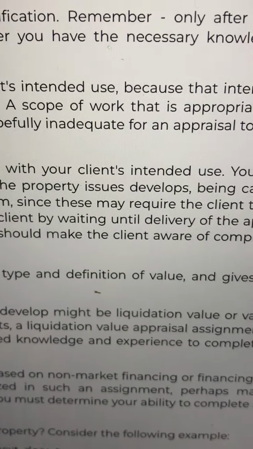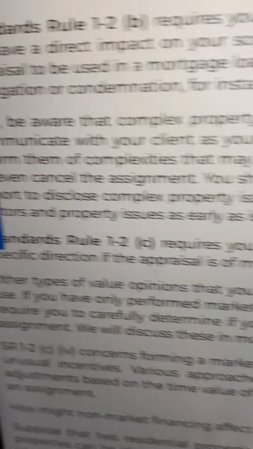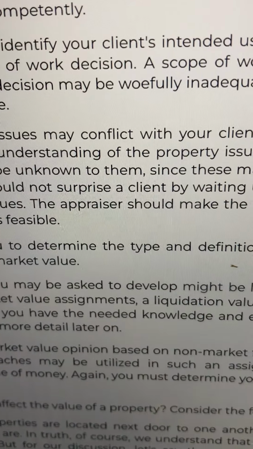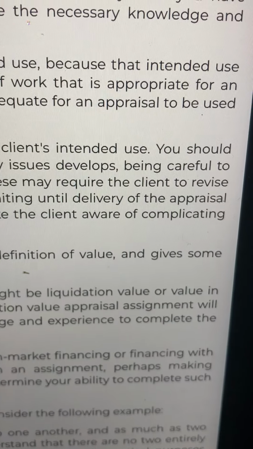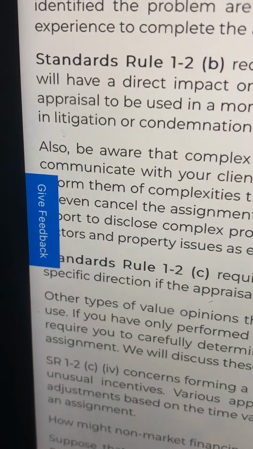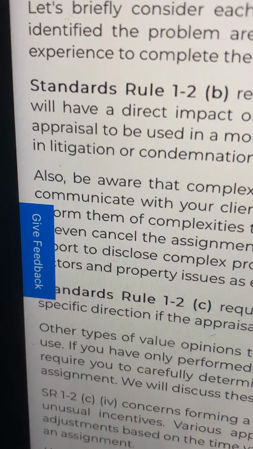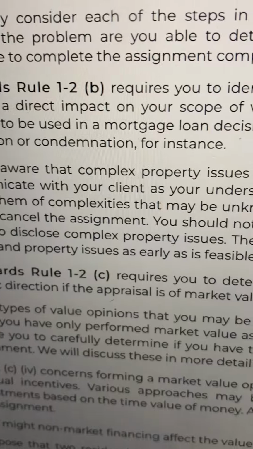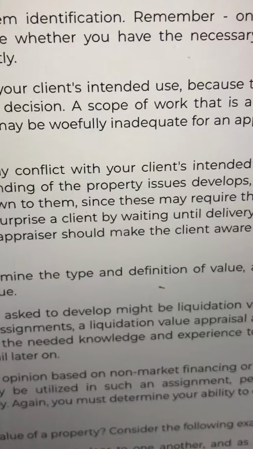A scope of work that is appropriate for an appraisal to be used in a mortgage loan decision may be woefully inadequate for an appraisal to be used in litigation or condemnation, for instance. Also, be aware that complex property issues may conflict with your client's intended use.